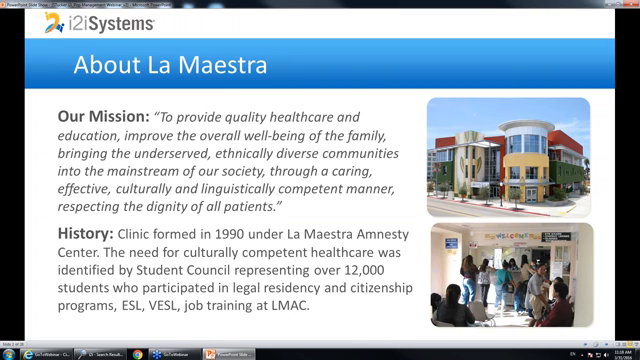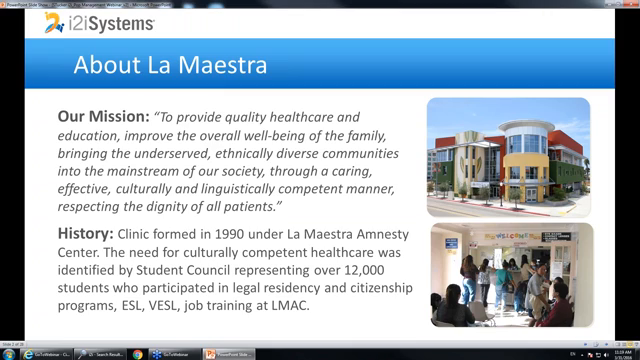Soon, the clinic developed into an independent nonprofit organization that absorbed many of the social services programs that the Amnesty Center had started. So we immediately changed to what we are known as nowadays, La Maestra Community Health Center, or better known here in San Diego as simply La Maestra.